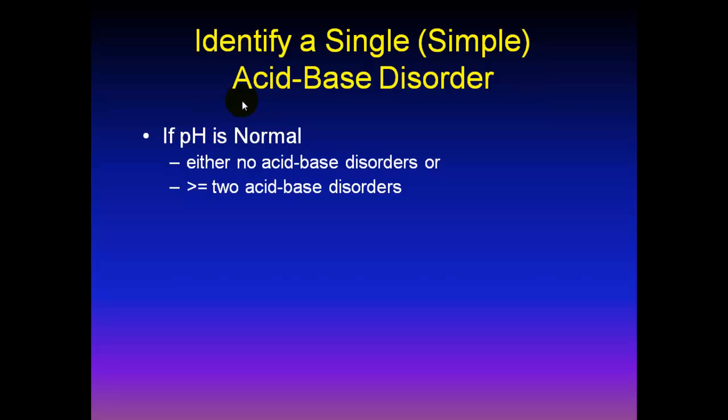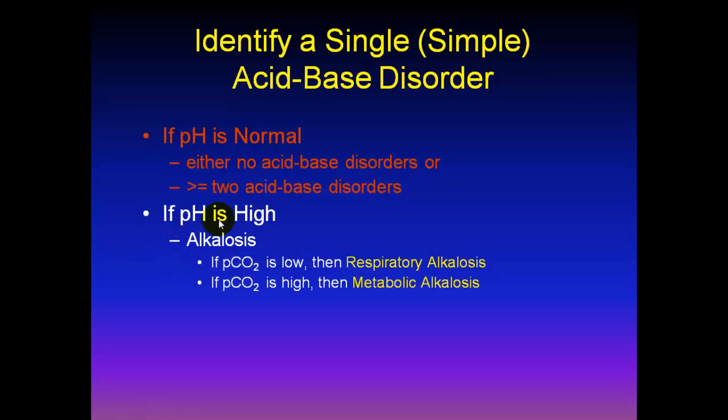So let's start with how do we identify a simple acid-base disorder. This is something certainly medical students and beginning interns should be able to do in their sleep. First, we start with pH. We'll look at a pH, and if it's close to normal or in the normal range, we can assume there may be no acid-base disorders or 2 acid-base disorders. Generally, a single acid-base disorder makes the pH abnormal. So if you have a normal pH, we would think there is not a single disorder. Of course, if the pH is high, it means we have an alkalosis.